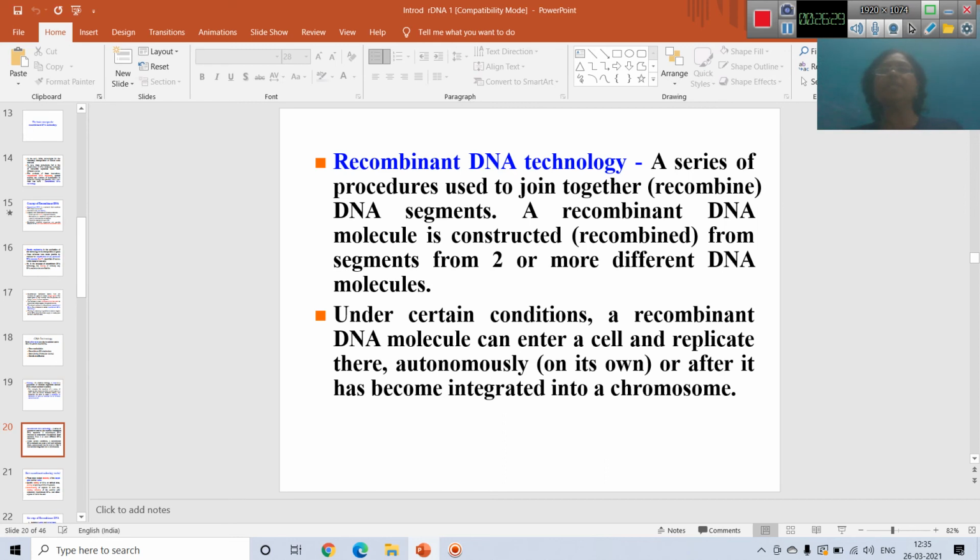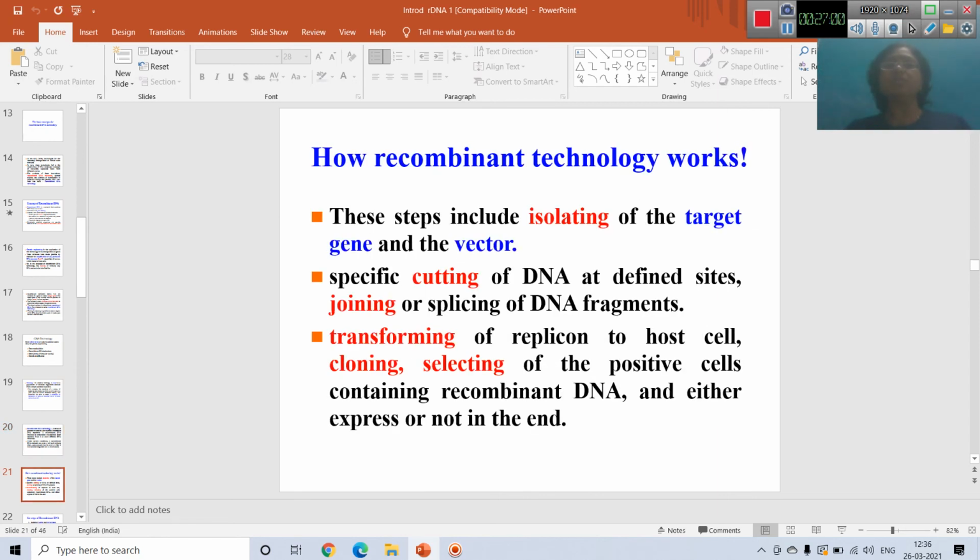So in recombinant DNA technology, a series of procedures are used to join together DNA segments. The recombinant DNA molecule is constructed usually from two different sources, and then under certain conditions, this enters into a cell or is transformed into either a bacterial cell, a yeast cell or a eukaryotic cell. This can be done by means of different techniques, like electroporation, the shotgun method, protoplast fusion, liposome mediated transfer, or the transformation technique.